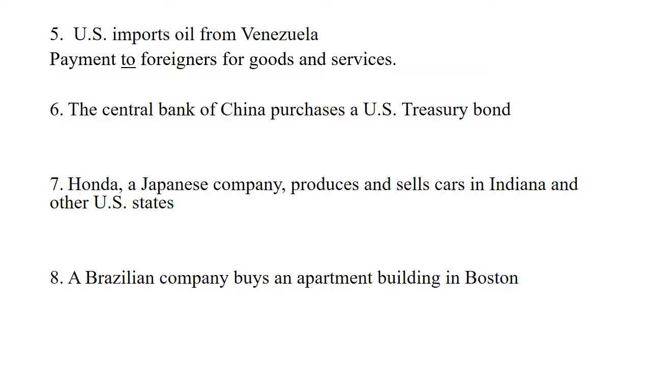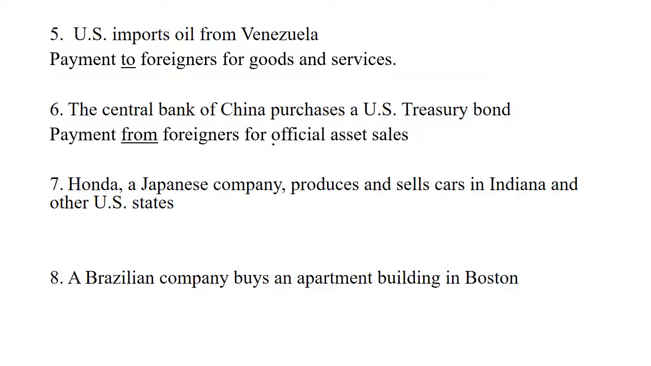The next one, the Central Bank of China purchased a U.S. Treasury bond. So the Treasury bond is an asset, so would this be an official or a private sale? This is official. Remember, official includes both governments and central banks. And because China paid America for this asset, it's a payment from foreigners.